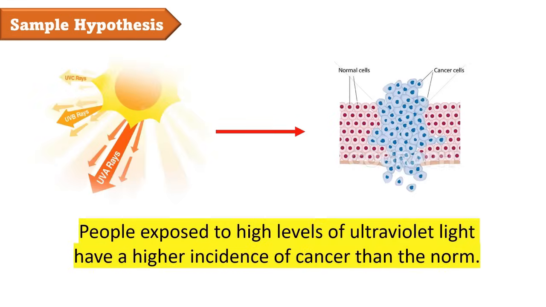Sample hypothesis number 2. People exposed to high levels of ultraviolet light have a higher incidence of cancer than the norm. This hypothesis is also testable because it is possible to find a group of people who have been exposed to high levels of ultraviolet light and compare their cancer rates to the average.